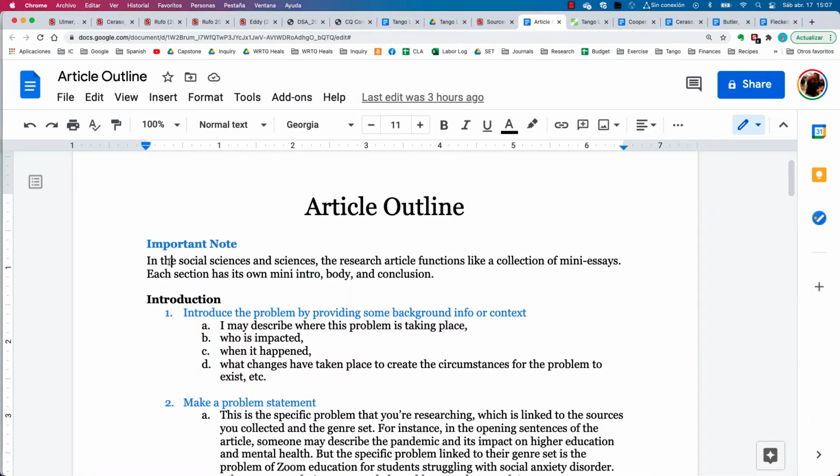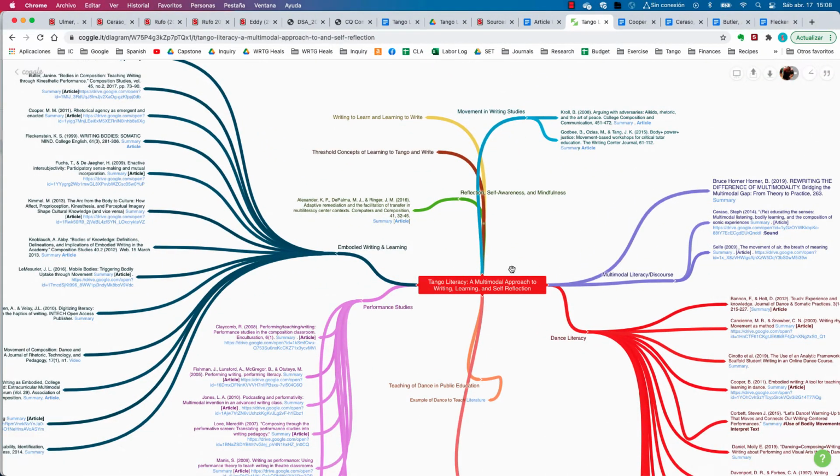When writing a research article in the social sciences and sciences, the research article functions like a collection of mini essays. Each section has its own mini intro, body, and conclusion. A reader should be able to start at any section, and for the most part, the sections should make sense because it'll have a main claim, body paragraphs, and conclusion. Let's start with a problem statement.